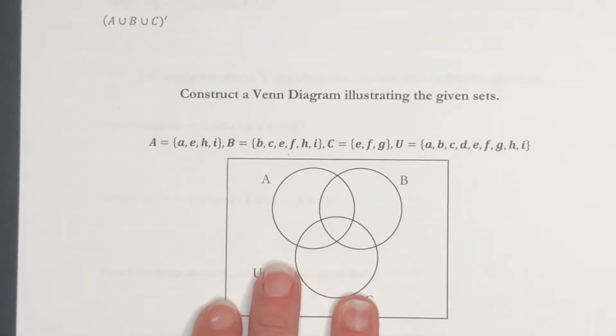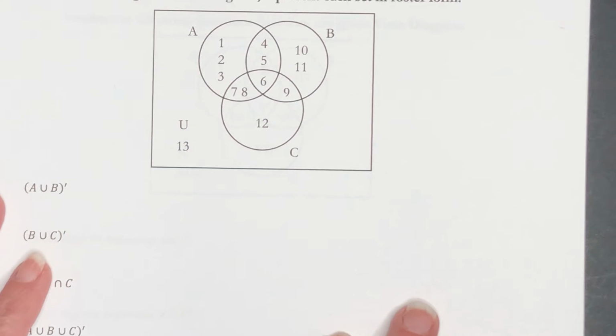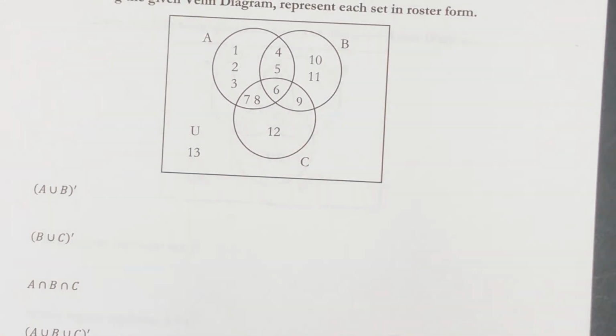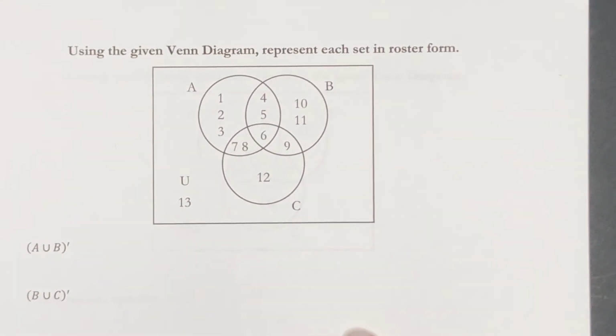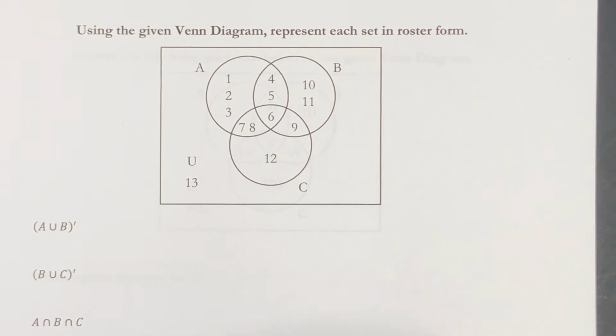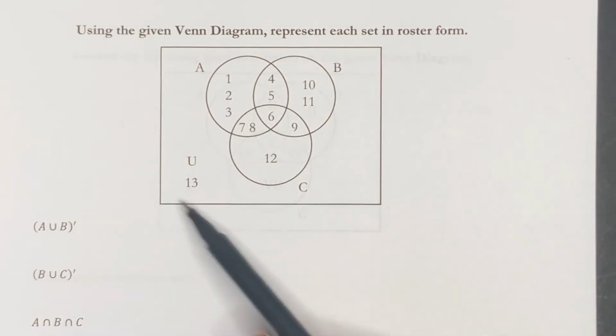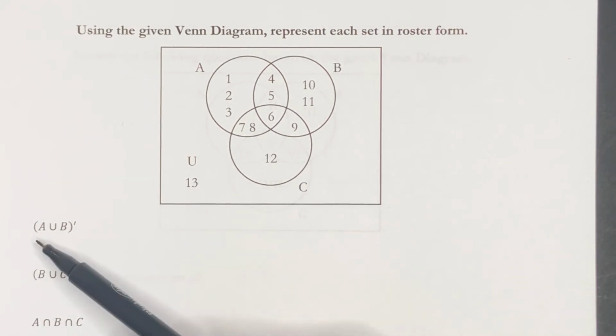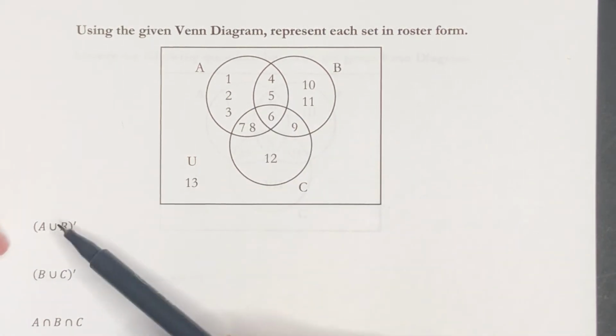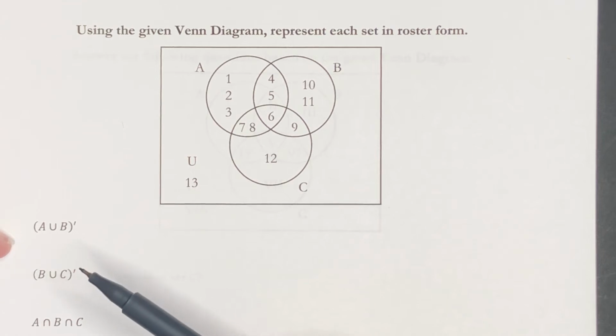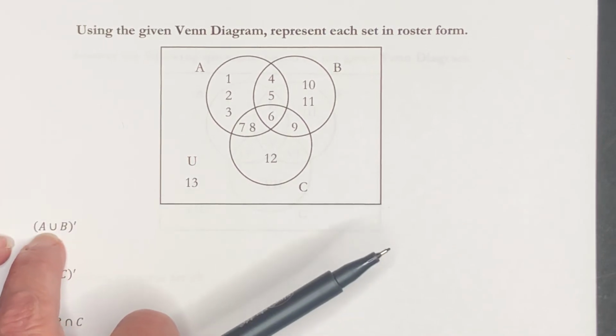Okay, so let's go on here. Using this particular Venn diagram, we're supposed to represent each set in roster form. So here we have the elements 1, 2, 3, 4, and so on in here. We have 13 here in the universe, and we're just asked to list whatever is in this region we're talking about.